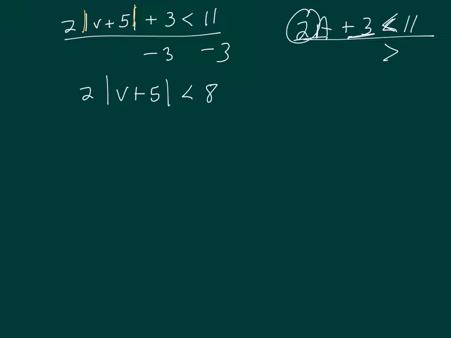Then I'll go ahead and just, as if I were over here, I'll divide by 2. I'm not going to distribute. That's not how that works here. Absolute value of v plus 5 is then less than 4.